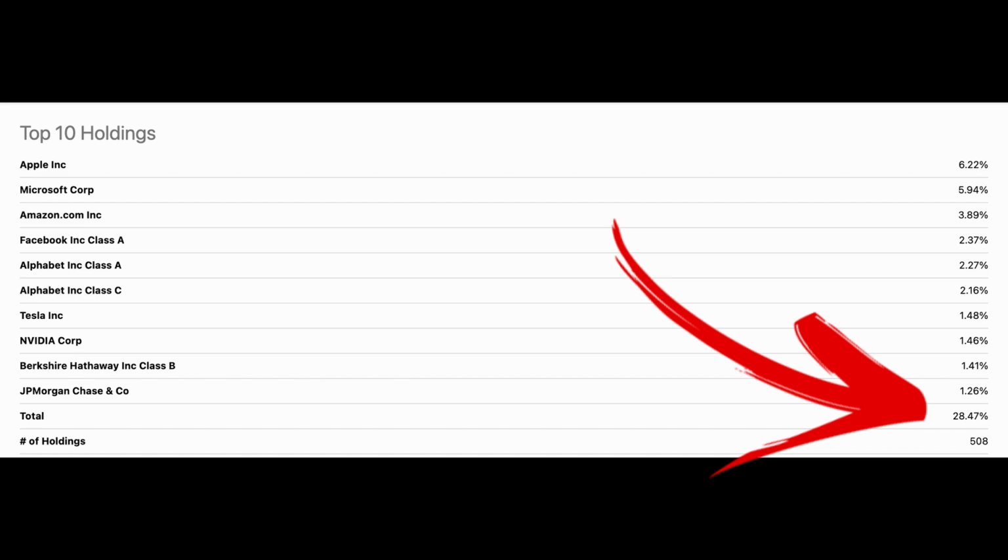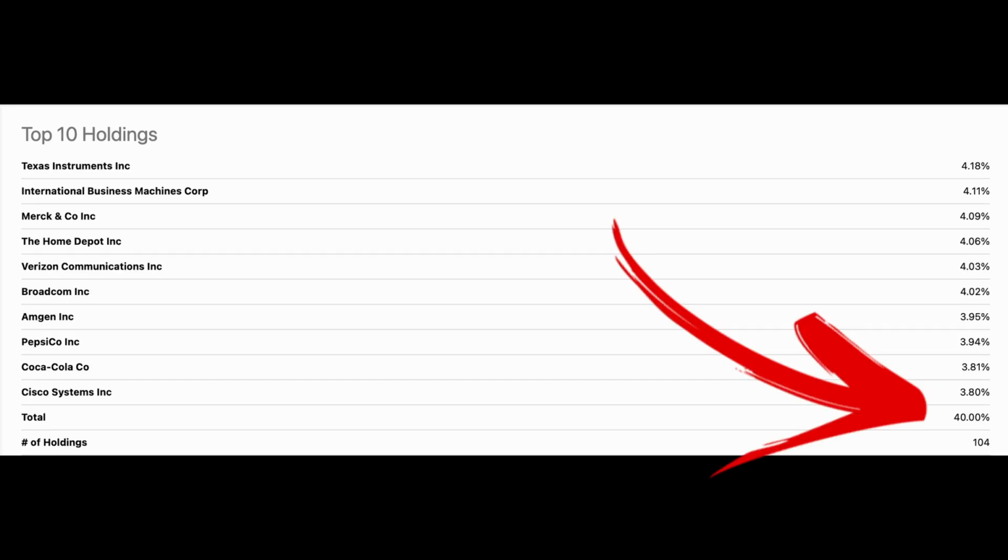There's also a concentration risk that you have to take into consideration, because there are fewer companies in SCHD. The top 10 holdings in VOO make up roughly 28% of the fund, and in SCHD, the top 10 make up 40%. So if any one company in SCHD goes bankrupt, it might sting a little bit more. But overall, for this section, with over 500 companies in the fund compared to 100 in SCHD, VOO wins as far as diversification and risk.